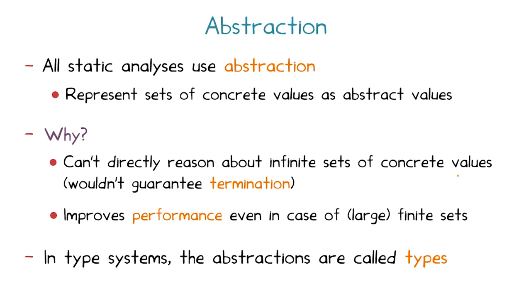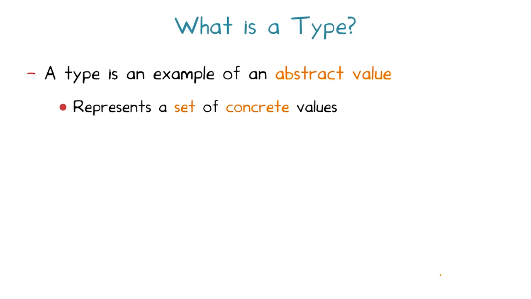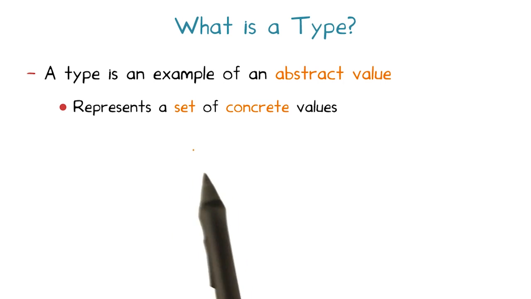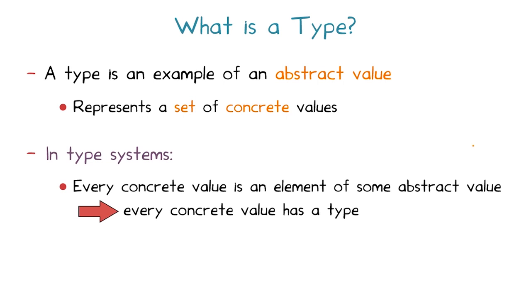The abstractions used in type systems are the types themselves. Each type represents a large, possibly infinite, set of concrete values. By abstracting away these large sets, we enable ourselves to reason about the values based on properties they have in common. A type is an example of what is known as an abstract value, in that it represents a set of concrete values. The Java type int represents all integers representable with 32 bits, and the list type represents the set of all list objects. In type systems, every concrete value must be an element of some abstract value. Therefore, every concrete value has a type.